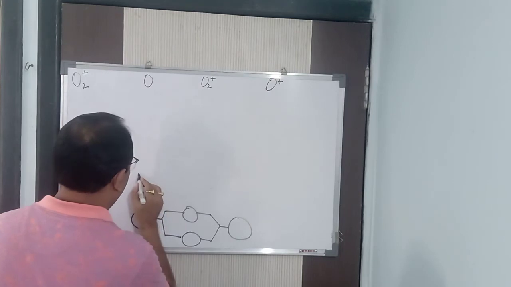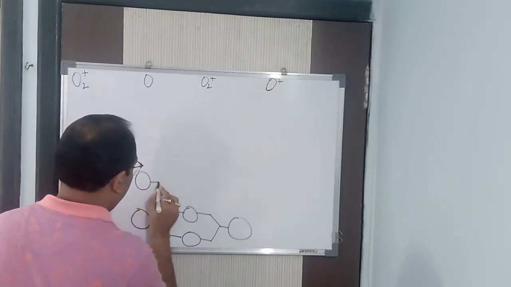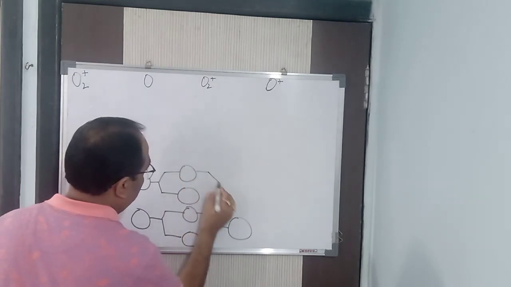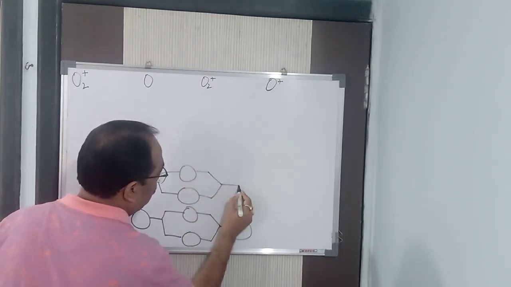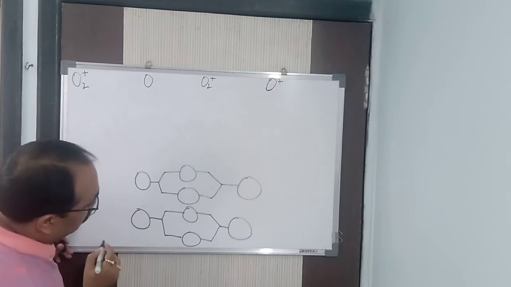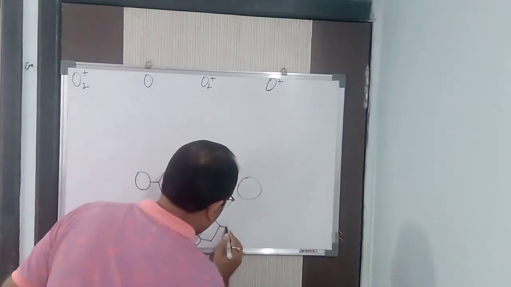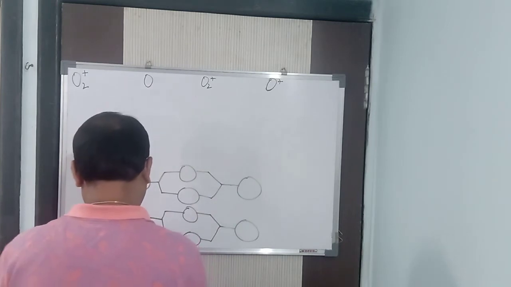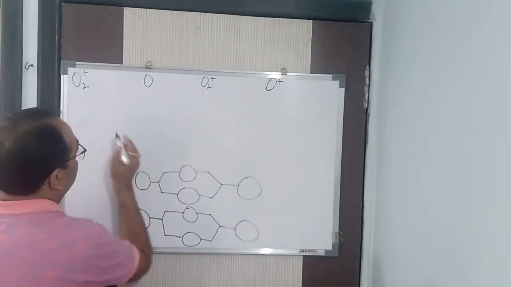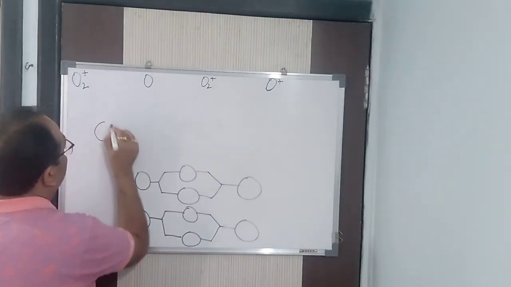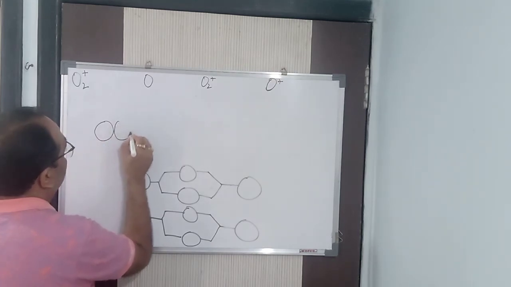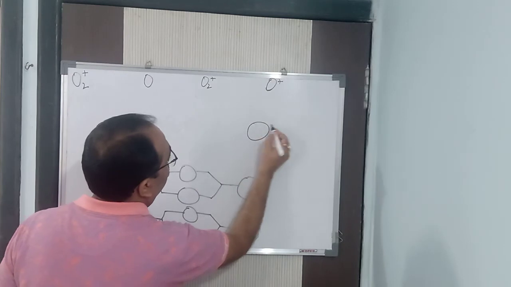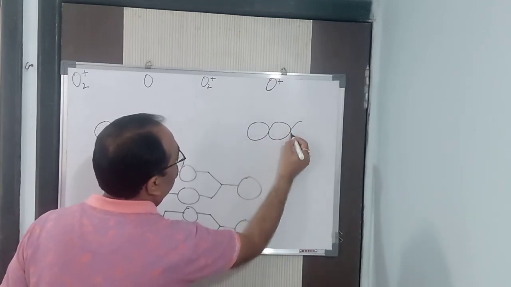Got it? Then here it is, fine. So it should be in a straight line with this. Then 2px, 2py, 2pz, 2px, 2py and 2pz.